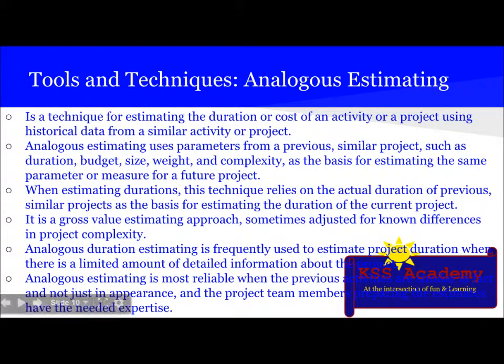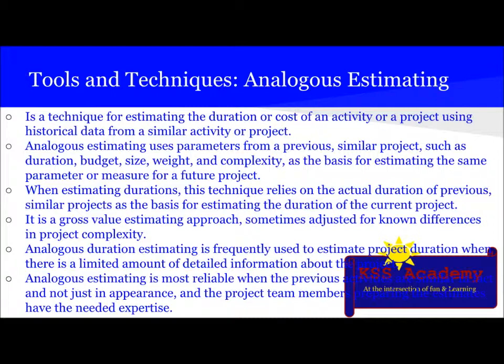Then the next tool and technique is analogous estimating. It is a technique for estimating the duration or cost of an activity or a project using historical data from a similar activity or project. Analogous estimating uses parameters from previous similar projects such as duration, budget, size, weight, and complexity as the basis for estimating the same parameter or measure for a future project.